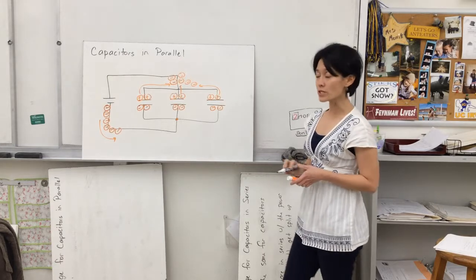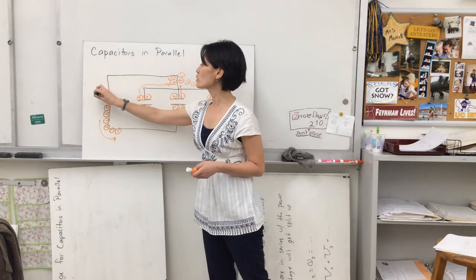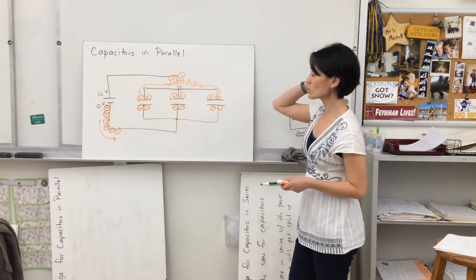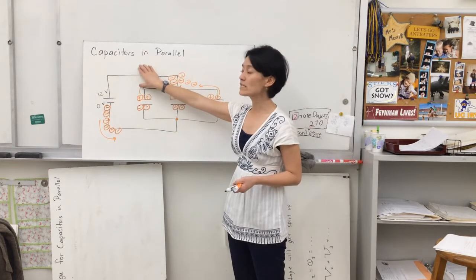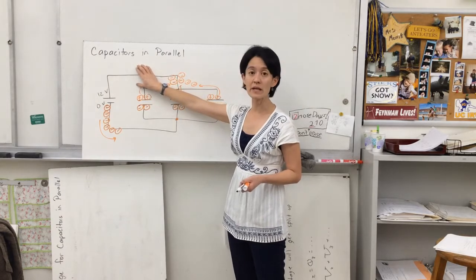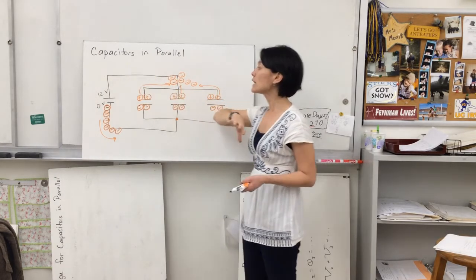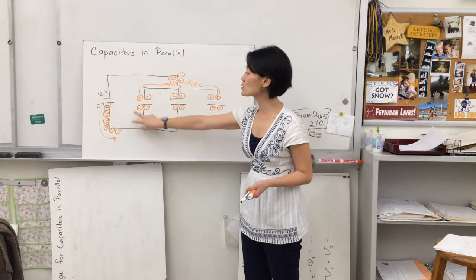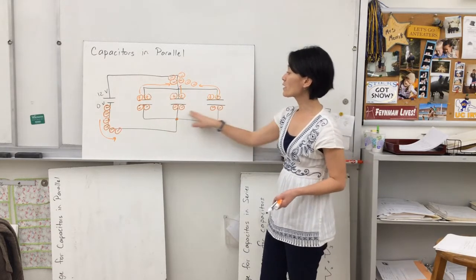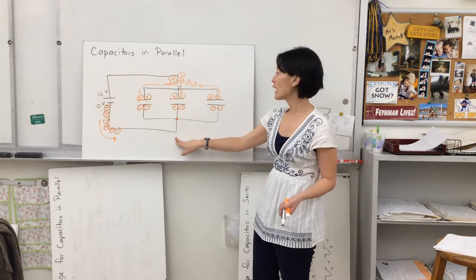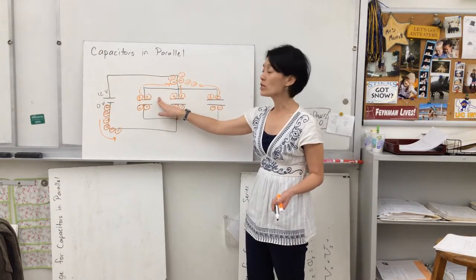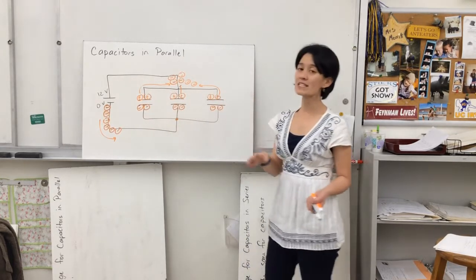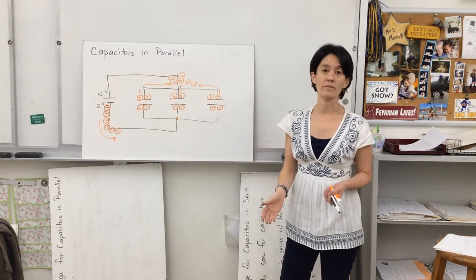Now, if we think about voltage, remember that this would be the higher potential and this would be the lower potential. So anything that is connected to this line is going to be at the higher potential. It's going to be connected to the 12 volts. Anything that's connected to this line is going to be at a lower potential. So if I think about these plates here, down on the bottom, they're directly connected to that lower potential line. And these plates here are connected to that higher potential line. So this will be 12 volts and this will be 0 volts. So each of these capacitors ends up with 12 volts across it.